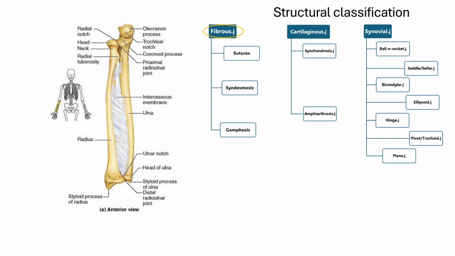We can think that syndesmo means a band or ligament. So a band or ligament allows only a slight movement. So syndesmosis is a slightly movable joint and they're connected by interosseous ligament or membrane.